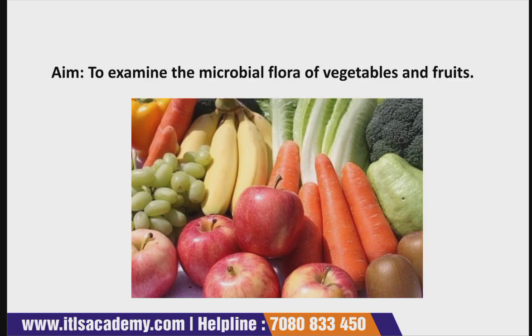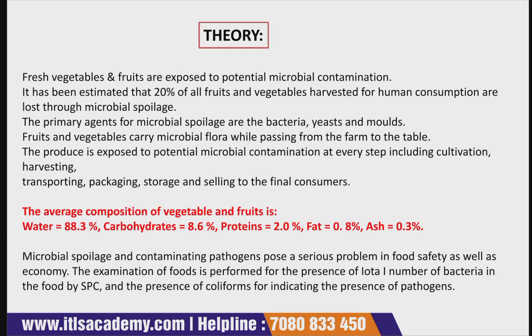Now moving to the next, our experiment to understand this. The basic aim behind the experiment is to examine the microbial flora of vegetables and fruits. The theory says that fresh fruits and vegetables are exposed to potential contamination. It has been estimated that 20% of all the fruits and vegetables harvested for human consumption are lost through microbial spoilage. The primary agents of microbial spoilage are bacteria, yeast, and mold.